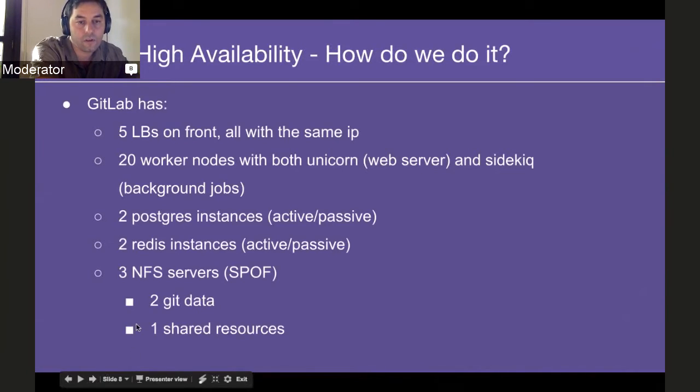If one of the NFS servers goes down, we are going to be taking customer impact. We are going to drop the service for a while until the NFS goes back up again, right? That's what it means to have a single point of failure. If that dies, the whole thing dies.